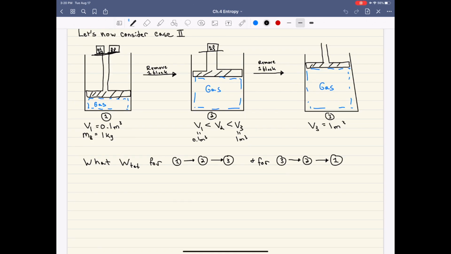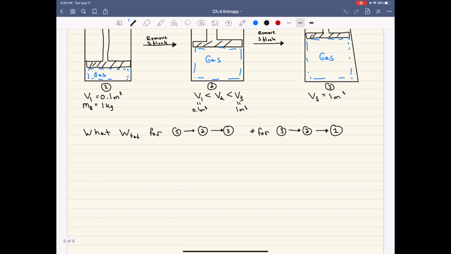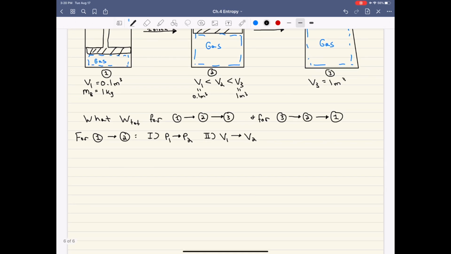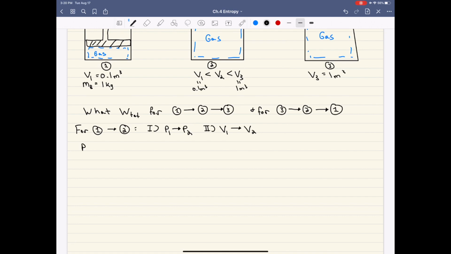To calculate the work, we could do a similar analysis to what we did in case 1. When the system is expanding from state 1 to state 2, we could once again split this process into 2 separate steps, where first we look at how the pressure changes, and second we look at how the volume changes. Alright? By performing a similar analysis to the previous case, we could estimate that the initial pressure for the system in state 1 is just equal to this.